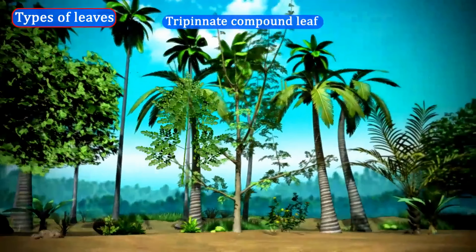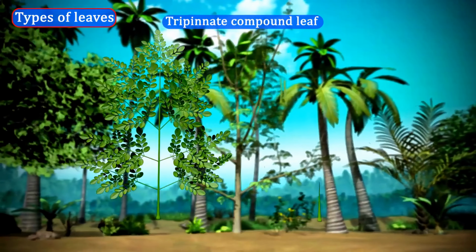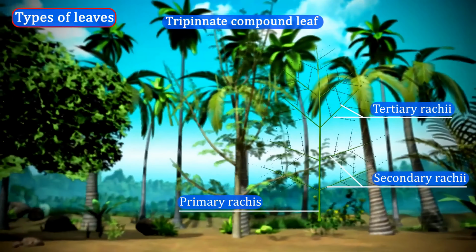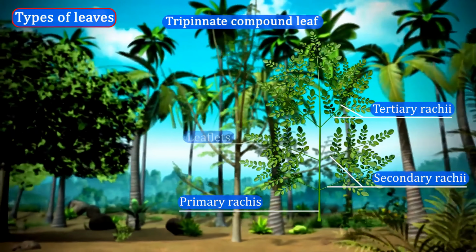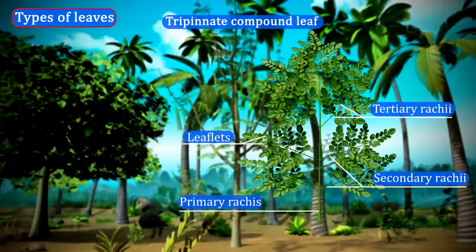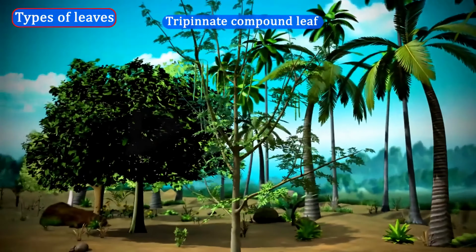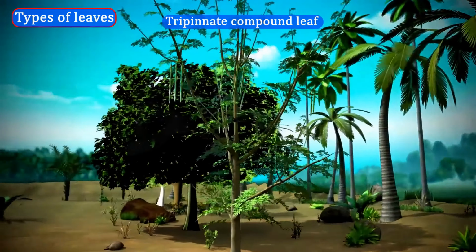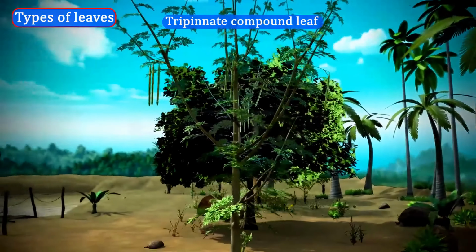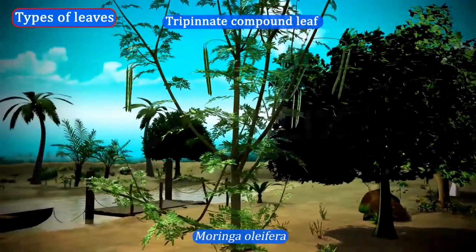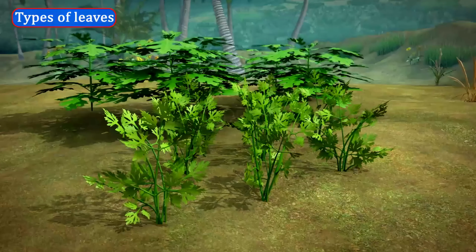Tripinnate compound leaf. In this leaf, branches of secondary rachi are called tertiary rachi. Leaflets are borne on tertiary rachi. Such leaves are called tripinnate compound leaves. Tripinnate compound leaves are seen in moringa. Moringa oleifera is the botanical name of drumstick.